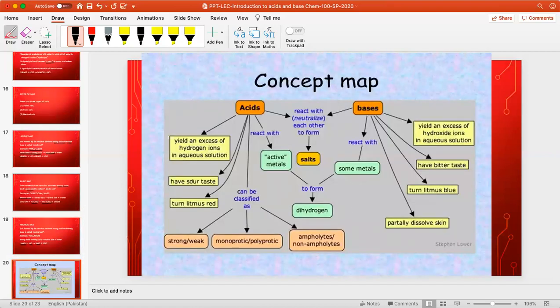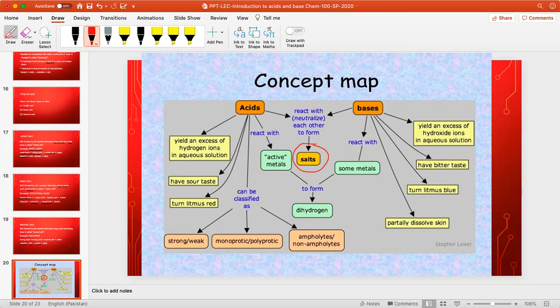This is the concept map for neutralization. Now, if we go here, acids and bases, when they both react, they neutralize each other to form salts. So this is the first possibility, that acids and bases react to give you salts. Now we will look into these acids and bases independently. Let's go to the acids.